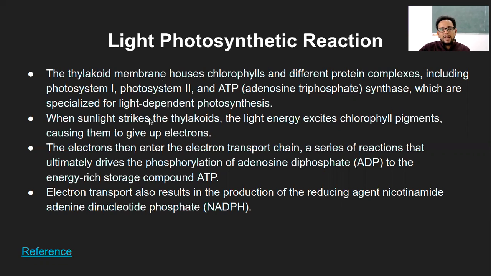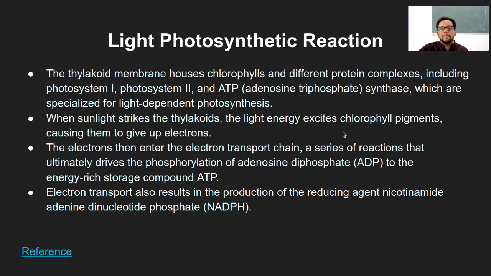Now when the sunlight strikes the thylakoid, obviously sunlight will strike onto the leaf surface. Through the upper epidermis, it will enter into the mesophyll cells, from palisade mesophyll to spongy mesophyll, and within these mesophyll cells there will be chloroplasts inside them. So obviously when the sunlight is passing through the leaf, it will reach this thylakoid membrane, and the light energy which is present in the form of sunlight will excite the chlorophyll pigment.